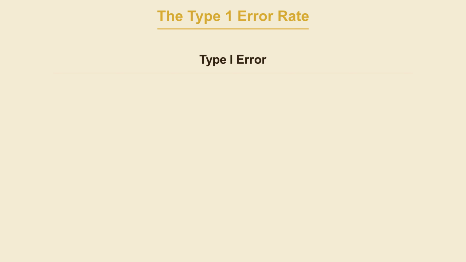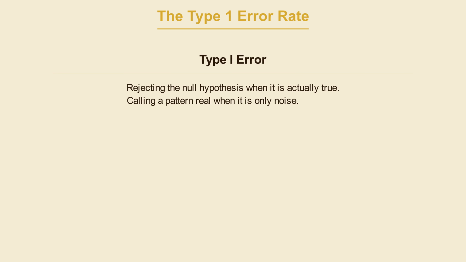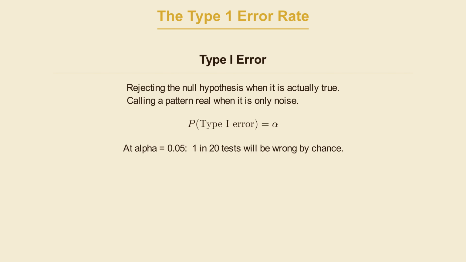Now, alpha has a direct statistical interpretation. Alpha is also called the type 1 error rate. A type 1 error is rejecting the null when it's actually true, so calling a pattern real when it's actually just noise. If you set alpha to 0.05, then in 5% of the cases where the null is actually true, you'll end up rejecting it anyway just because of random sampling variation. You're not eliminating false positives, you're setting a ceiling on how often you're willing to make them. So choosing alpha is really just choosing how often you're willing to be wrong.